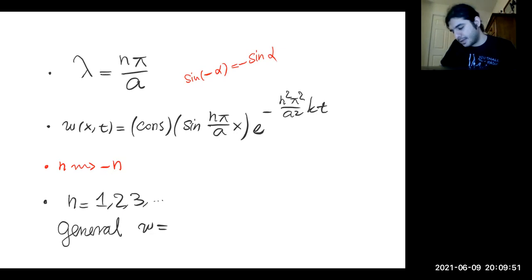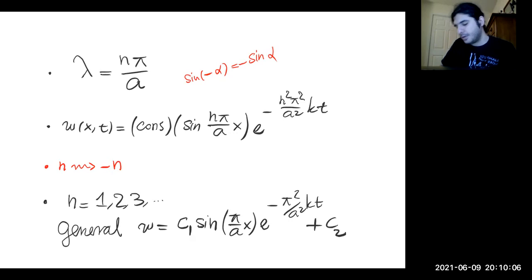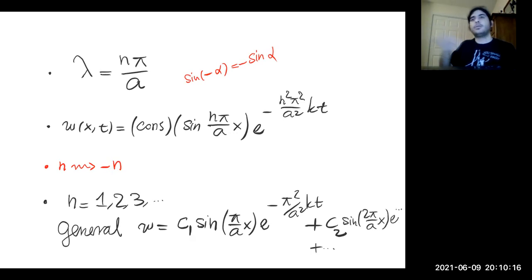So a constant, let's say C1, times sine of, well, let's take n to be equal to 1. So it would be sine of pi over a x, e to the minus pi squared over a squared kt, plus C2 times sine of 2 pi over a x, e to the whatever, plus n equal to 3. We get infinitely many solutions. Any finite linear combination of these things for any numbers n would give us another solution.